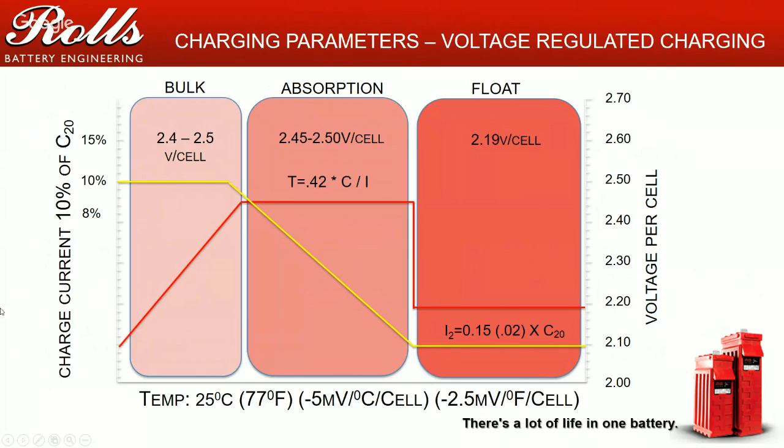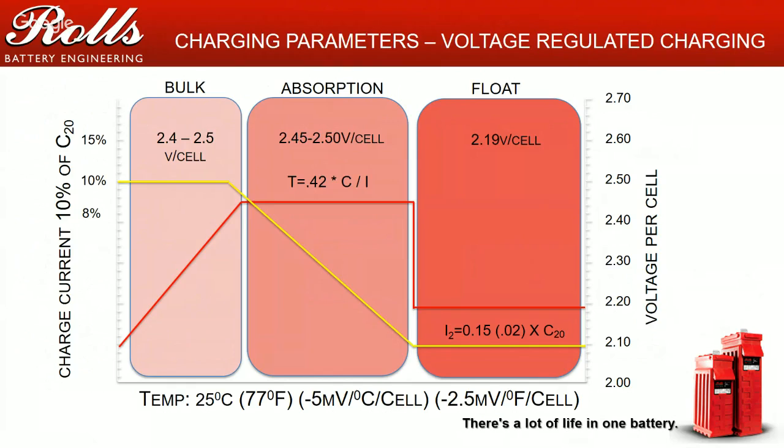The bulk stage is a rising voltage, constant current stage. This is an unmeasured time frame. Typically, with a 1,000 amp hour battery bank and a 100 amp charger, you're going to spend between 35 and 60 minutes in bulk stage, maybe a little longer depending on the temperatures.